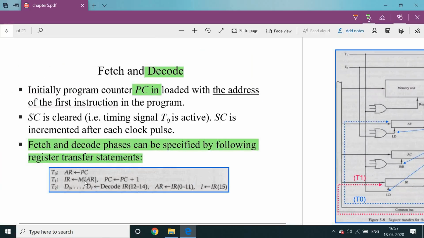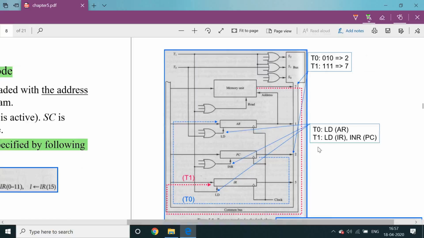From the memory location, a 16-bit instruction code is loaded into the instruction register. PC is incremented by 1. That incremented result will be stored into the new PC. Right? Load IR. So here this action, this T1 goes to D7, that means 7 indicates from this point to this position.